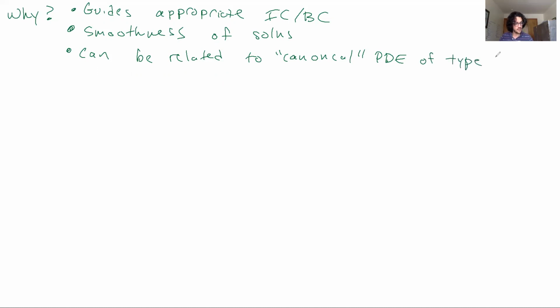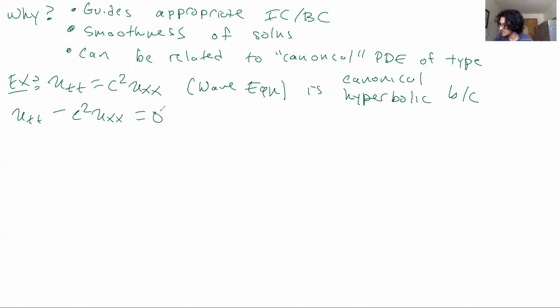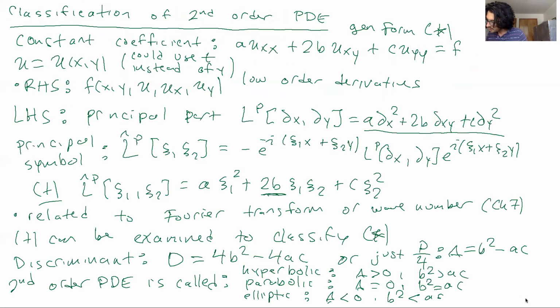So what I mean by that is, for instance, the wave equation, which we wrote down on the first day of class, u_tt equals c squared u_xx. This is our wave equation. This is the canonical, or sort of representative, hyperbolic PDE. Basically because, well, we can show u_tt minus c squared u_xx, that's like our formulation of this left-hand side here.